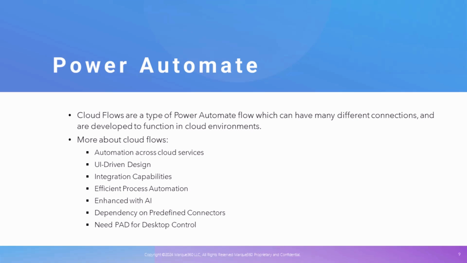There's also, recently, Copilot has been added to Power Automate so that you can create and develop these flows with AI. But a few downsides are you need to use these predefined connectors. So if you can't find it, you can't do it. You have to use what is available to you. And if you want to control any kind of desktop functions, such as a macro or clicking around on your files on your desktop, then you need Power Automate Desktop for that. Cloud flows cannot accomplish that.